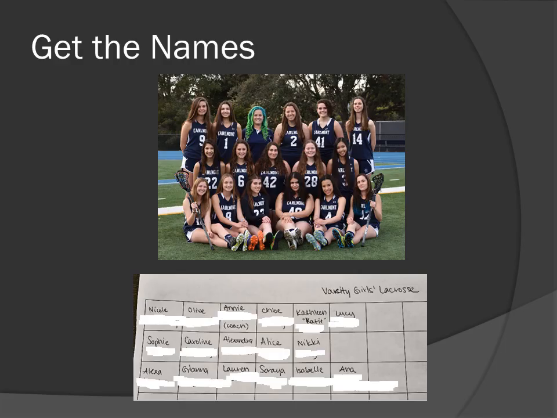And this is what we mean. You have the picture. We have a template on the bottom. Names are filled in by the coach or the team manager. So you can look at the picture, you can look at the template, and you know everybody's name. The editor can immediately start filling in the caption. He does not have to wait to try and figure out who's who.